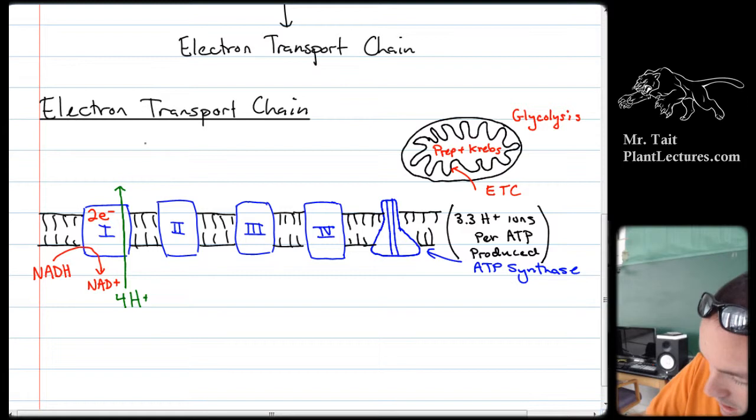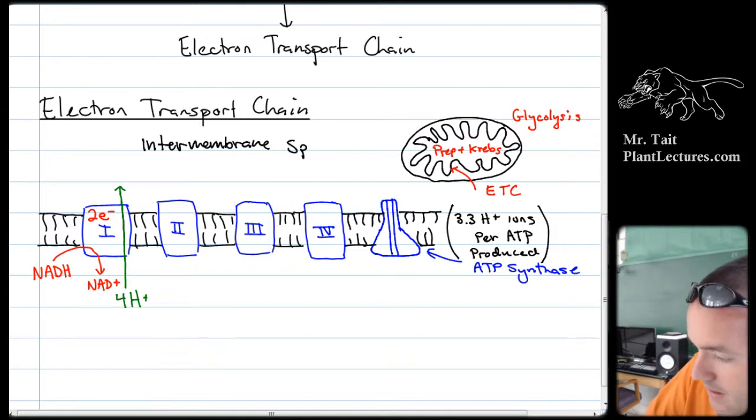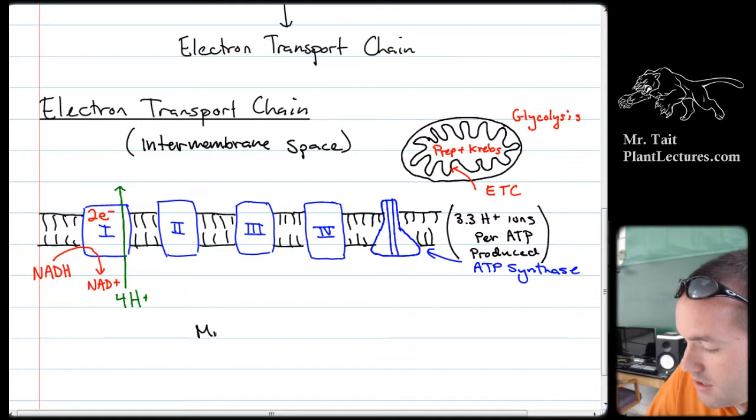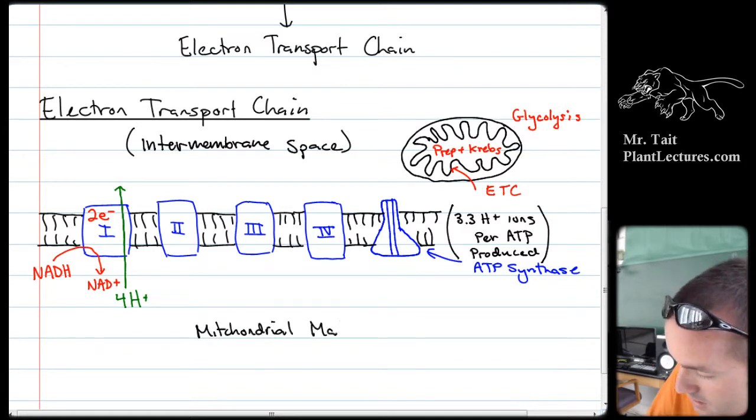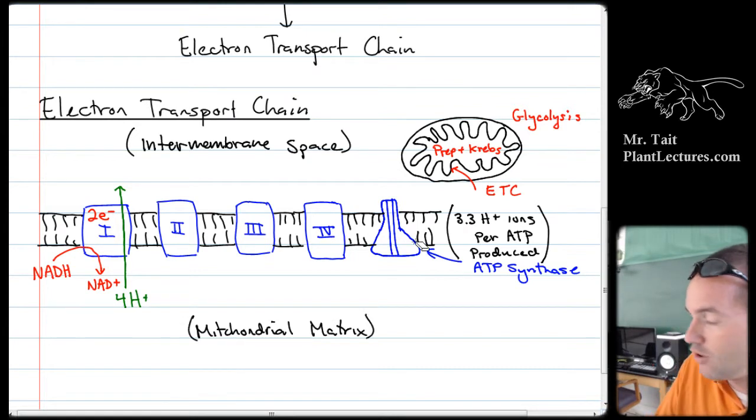This is the intermembrane space. And this is the matrix, the mitochondrial matrix in here. And that makes this the inner membrane, right? So we're pumping 4 H+ ions.